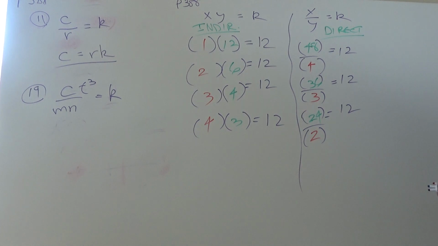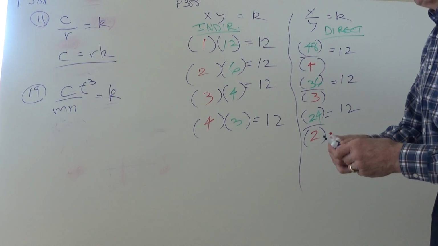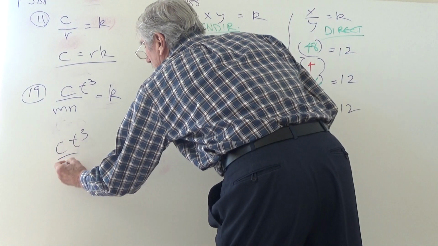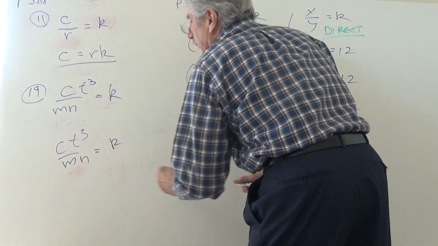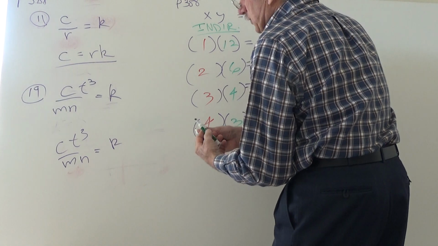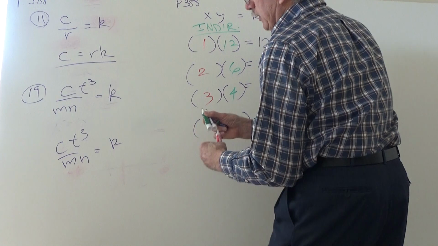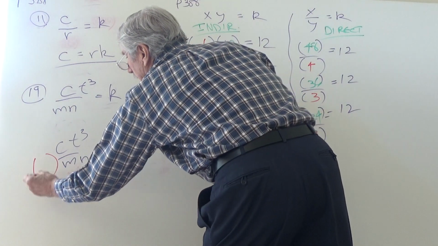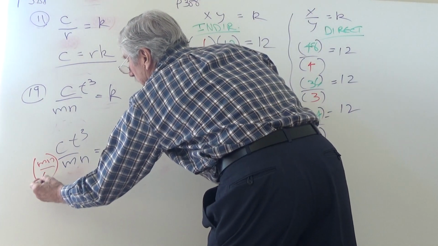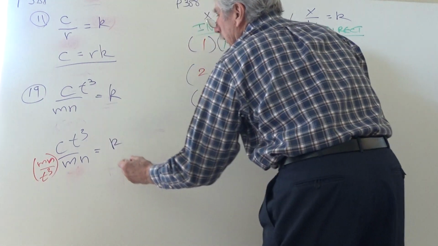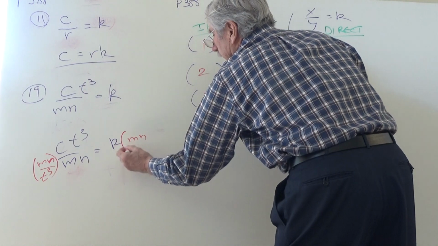To solve this one for c, we like to eliminate the t cubed and the mn. Basically just do the reverse operations on that. In other words, ct cubed over mn is equal to k. How about on the left side multiplying by mn and dividing by t cubed, and the same thing, of course, on the right. Let's go ahead and multiply by mn and divide by t cubed.